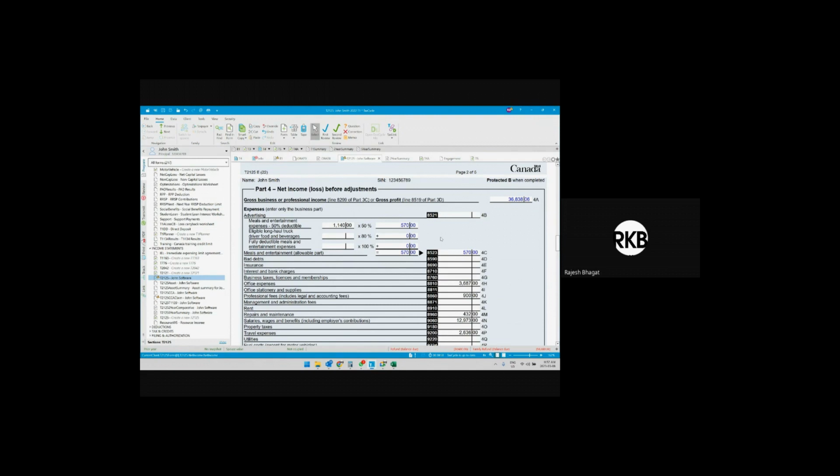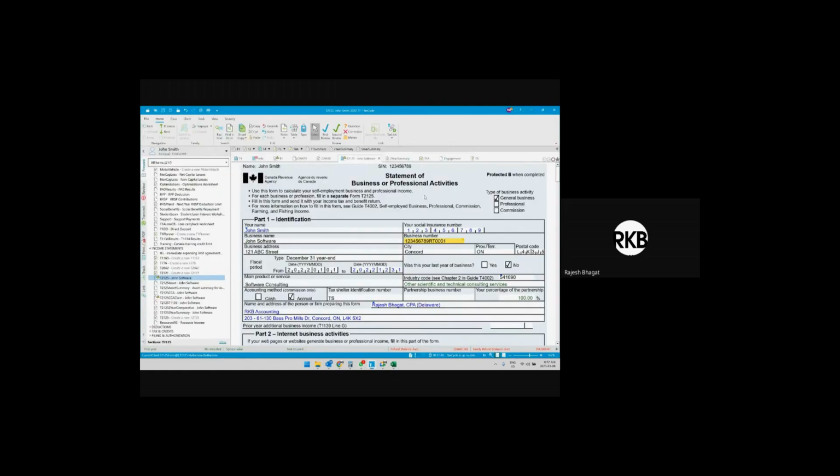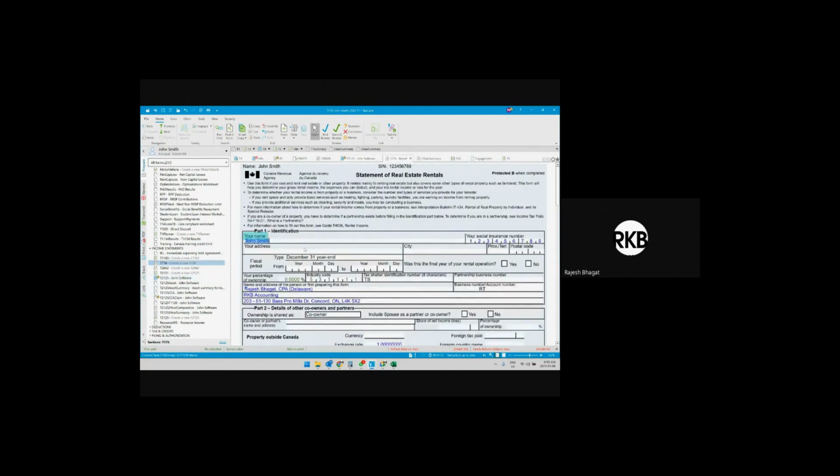Income. Now let's look at if he has rental income. Yes, he does have a property which he has rented out. So we are going to create a rental income, which you are going to report on T776. Create new T776, a statement of real estate rental.